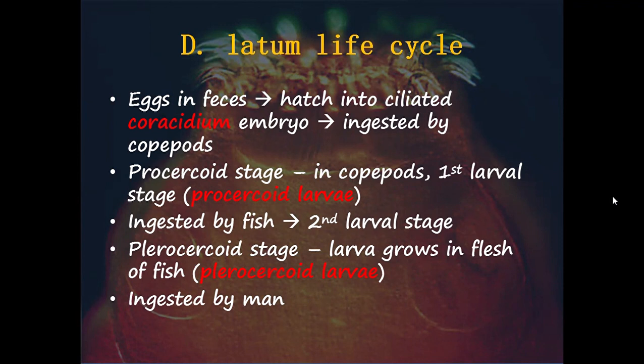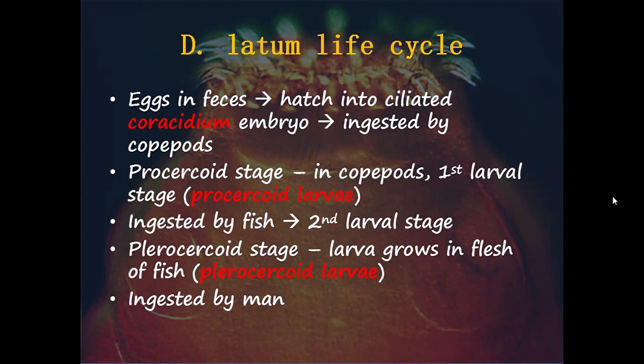And this is termed the procercoid stage. Okay, this is sometimes termed the first larval stage. Fish will now ingest your copepods, which contain the procercoid larvae. The procercoid larvae will be released and will now enter your second larval stage, or the plerocercoid stage. And in this stage, the larvae will now grow in the flesh of the freshwater fish to form the plerocercoid larvae.